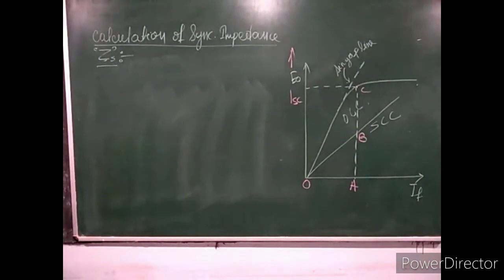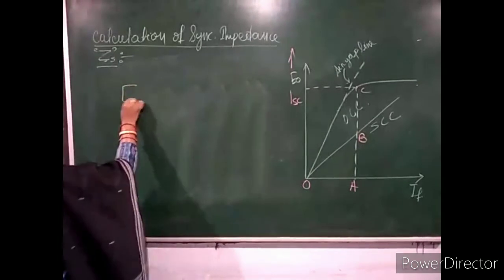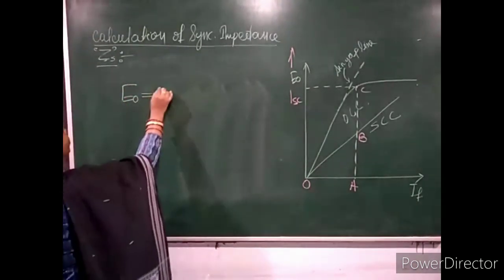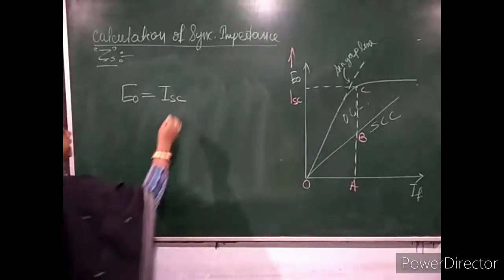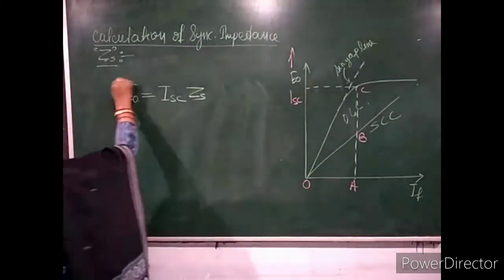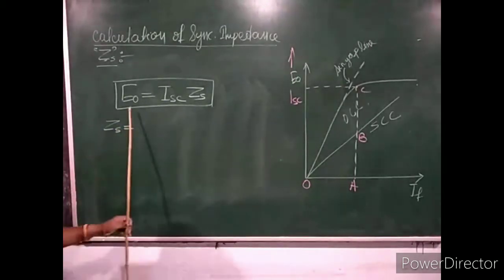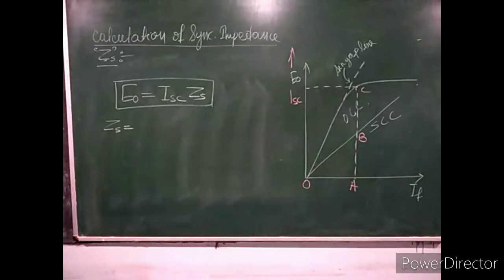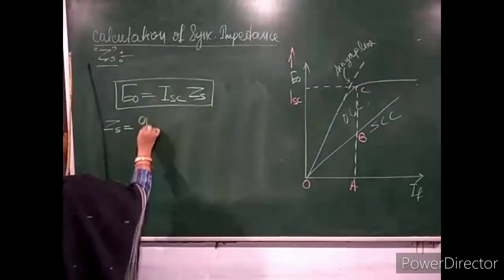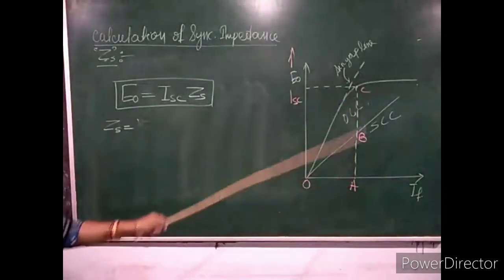As my circuit is open circuit, which circuit? The armature winding is open circuited. So the terminal voltage is equal to the generated EMF per phase, which is equal to the short circuit current into the impedance. And from where do I get this equation? Let us describe how we find it. ZS means impedance, voltage by current. From this curve, ZS is AC by AB.